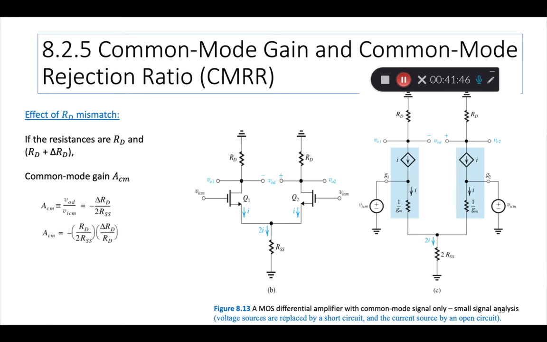All along we have said that in a differential circuit, the greatness about it is that common mode disturbances will be rejected. They will not appear on the output. Now we are starting to realize that in real circuits, some of the common mode signal can appear on the output. And there is a definite gain, ACM, common mode. This is because of the mismatch of the RD.